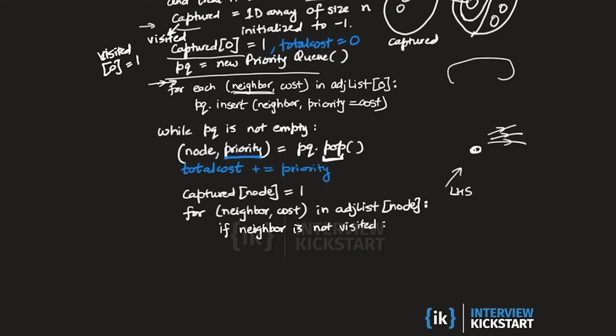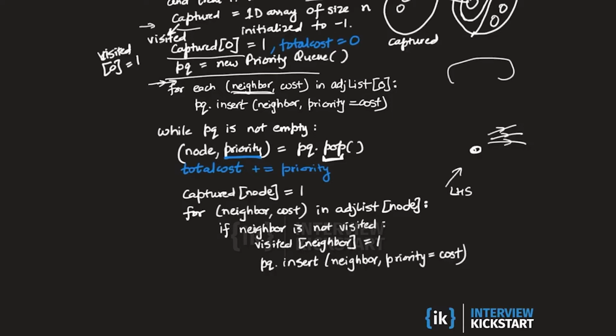What are we going to do? We are going to mark it as visited. So we'll say visited of neighbor is equal to 1, and then we will add that neighbor to the priority queue. So I'm going to say priority queue dot insert neighbor, and we also have to specify with what priority. So the priority value is going to be equal to the cost of the edge. So that's what we do if the neighbor hasn't been visited yet.